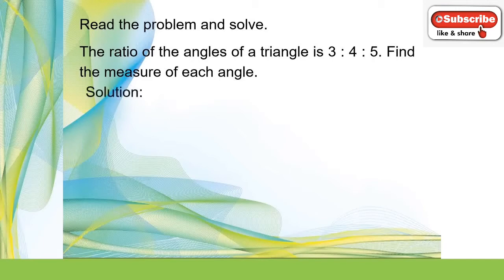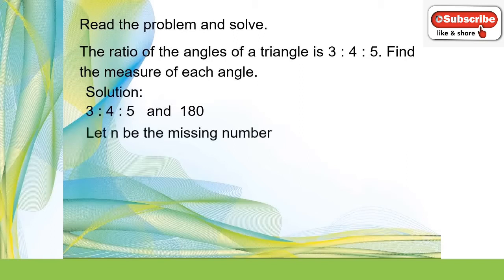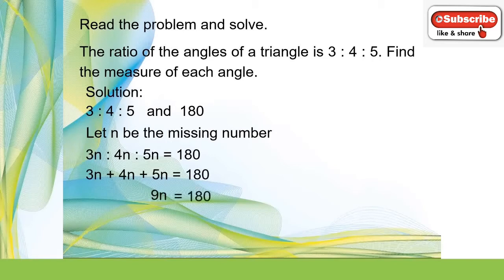To solve the problem, let us take the given ratio 3:4:5 and 180. Where did we get 180? Yes, it is the sum of the 3 angles in a triangle. Then let n be the missing number. So the equation now is 3n:4n:5n equals 180. To find the value of n, first, add the terms in the ratio. So 3n plus 4n plus 5n equals 9n, which is equal to 180.